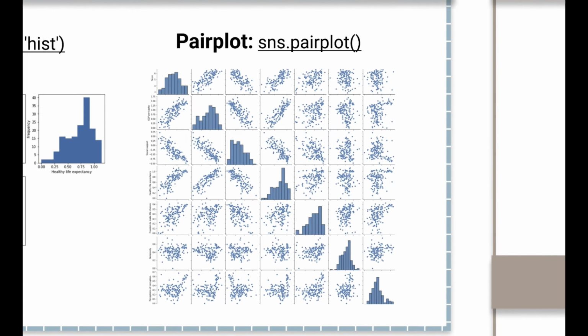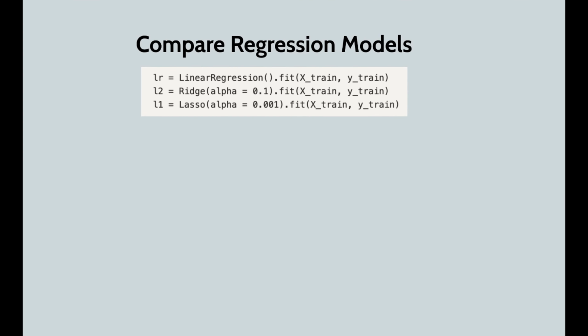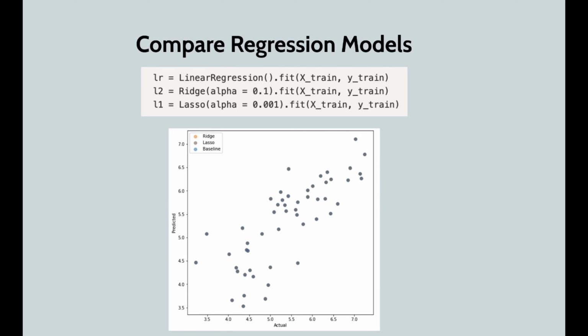Now let's build three regression models, linear regression, ridge regression and lasso regression, using Python, and compare their performance. Firstly, visualize the predicted values against actual values of the three models in one scatter plot, which suggests that their predictions mostly overlap with each other under current parameter settings.